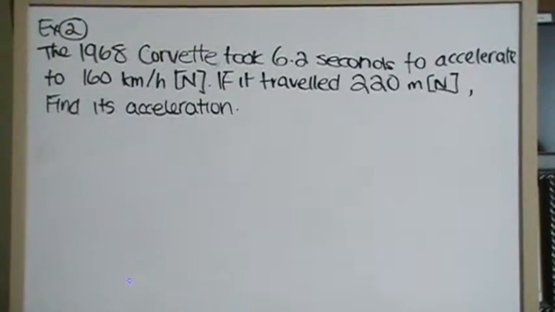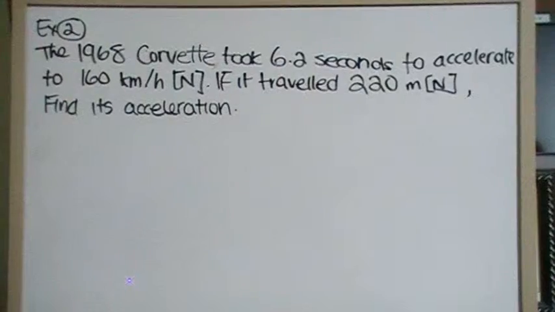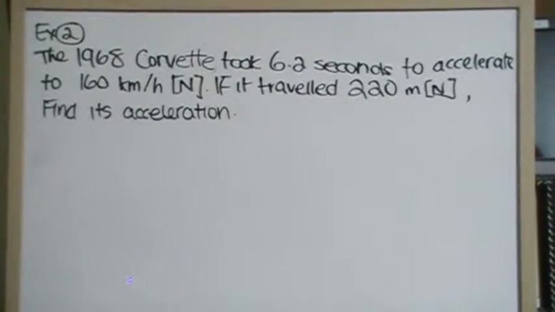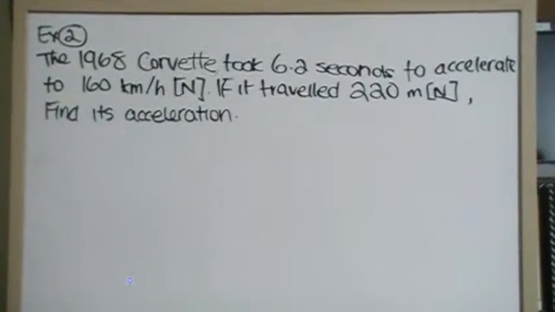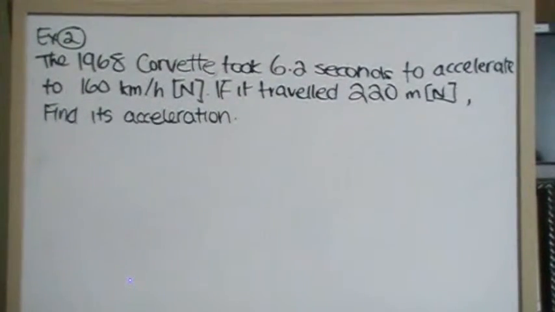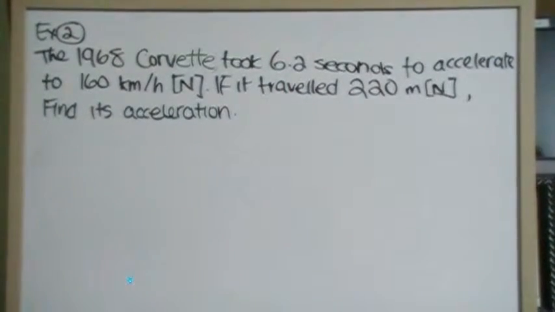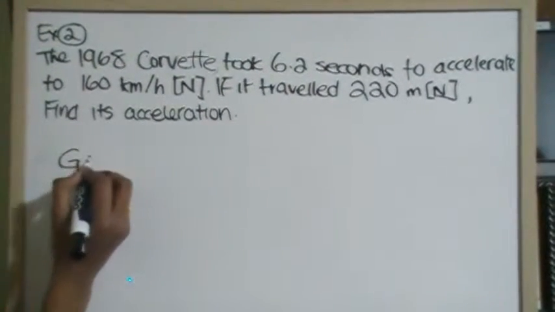The second question that we're going to handle today is the following. The 1968 Corvette took 6.2 seconds to accelerate to 160 kilometers per hour north. If it traveled 220 meters north, find its acceleration. So as usual, we're going to first note down what we've been given in the question.